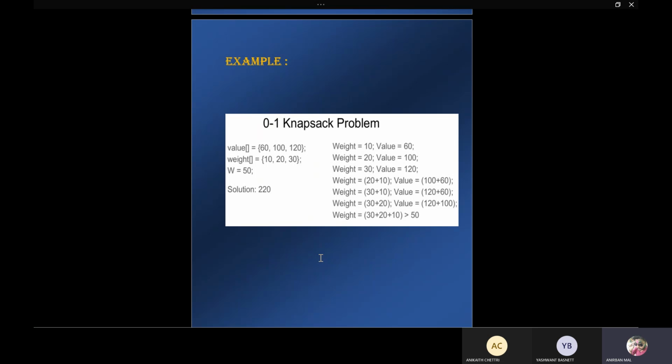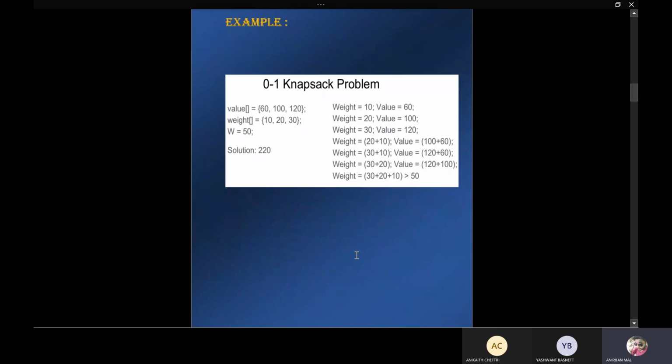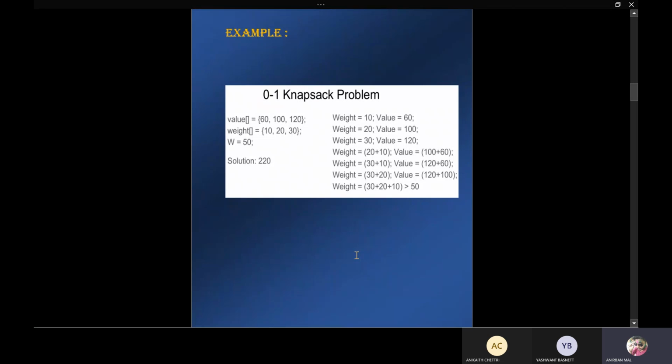So the weights would be 30 and 20. If we take the sum of both these weights, it will be 50, which is valid, and the total value extracted is 220. That is 120 plus 100, which is 220. There is one final case where we can take 30, 20, and 10, but the problem is that it sums up to 60, which is more than 50, so it's not valid. So ultimately, the solution of this problem would be 220. And remember that we can use a weight only once. This is what the 0/1 knapsack problem is all about.